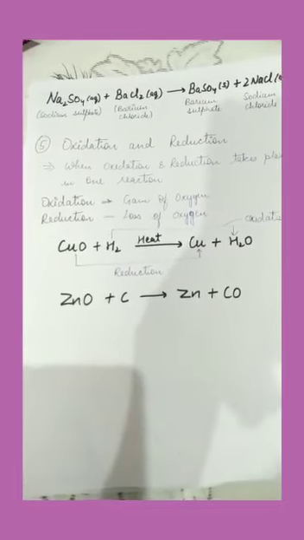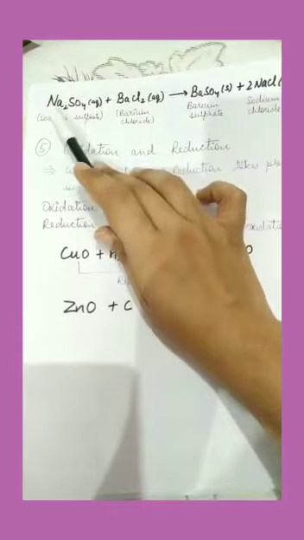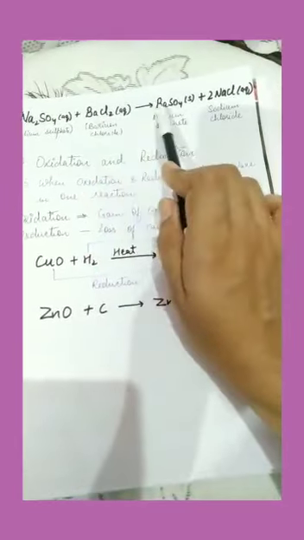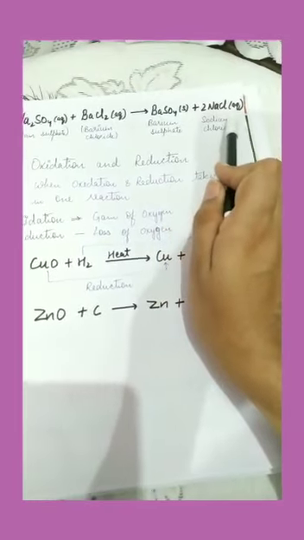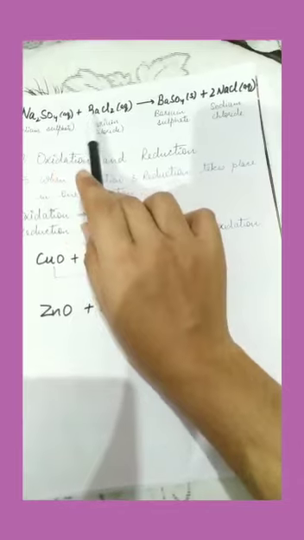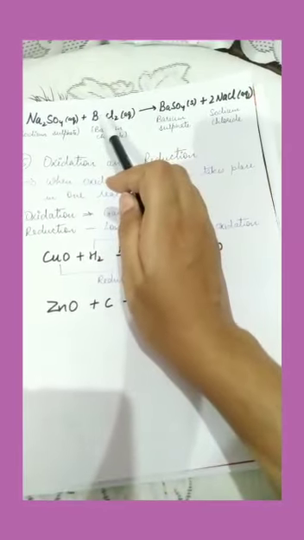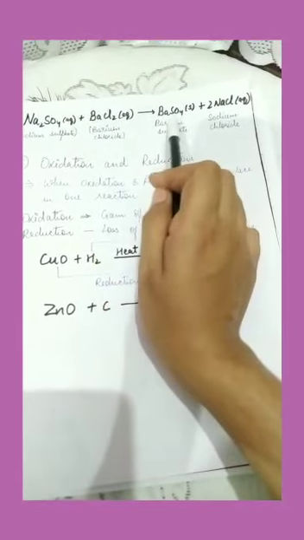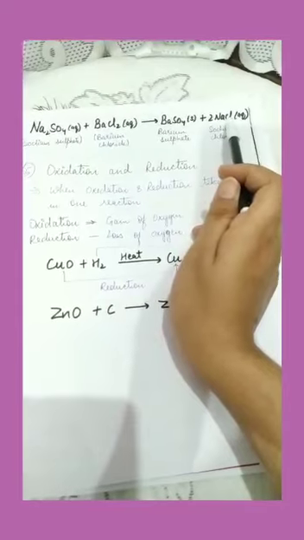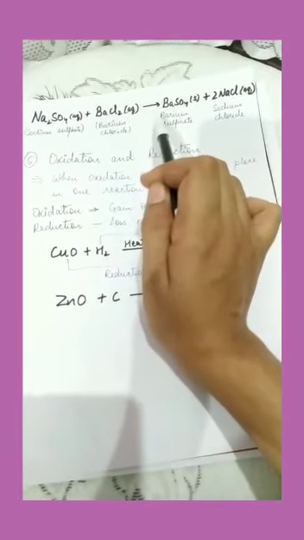Now this is an example of double displacement reaction. In this, sodium sulfate plus barium chloride gives barium sulfate and sodium chloride. What is happening over here? Sodium was with sulfate and barium was with chloride. And in the product what happens? Barium goes to sulfate, so barium sulfate, and sodium comes with chloride, so sodium chloride. So they are interchanging their partners, so it is a double displacement reaction.